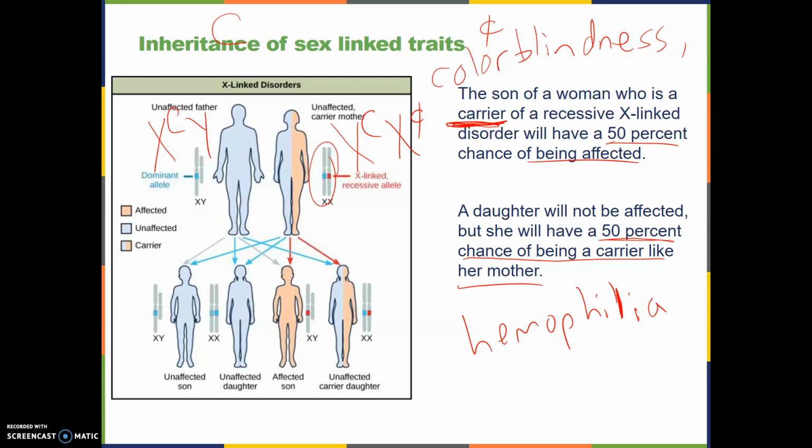So the daughters can either be X big C, X big C, in which case they're unaffected, or X big C, X little c, and they're still unaffected, but that tells you that the daughter has a 50% chance of being a carrier. And the son, since the son gets the X from the mom, the son can either be unaffected, X big C Y, or the son can be affected, X little c Y.